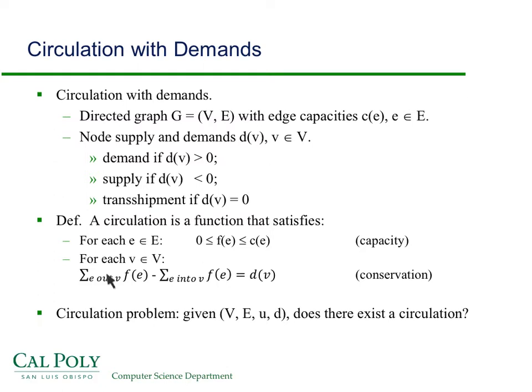So if the amount out is less than the amount in, then D of V will be negative. And if the amount out is greater than the amount in, then D of V will be positive. And that's exactly how the vertices were labeled. And that's so that we want our flows now to satisfy that. And the typical problem, as I said before, is does there exist a circulation? In other words, does it satisfy these conservation conditions?